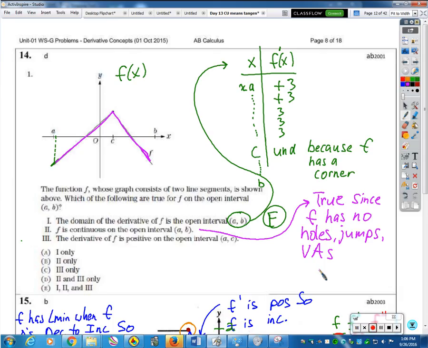Last one. Sorry. The derivative of f is positive on the open interval. I would vote that's a false statement. Somebody tell me why it's false. Why is that? There we go. It's true? Yeah. Interval A to C. Oh, A to C. Because F is increasing. Is anybody fooled like me?